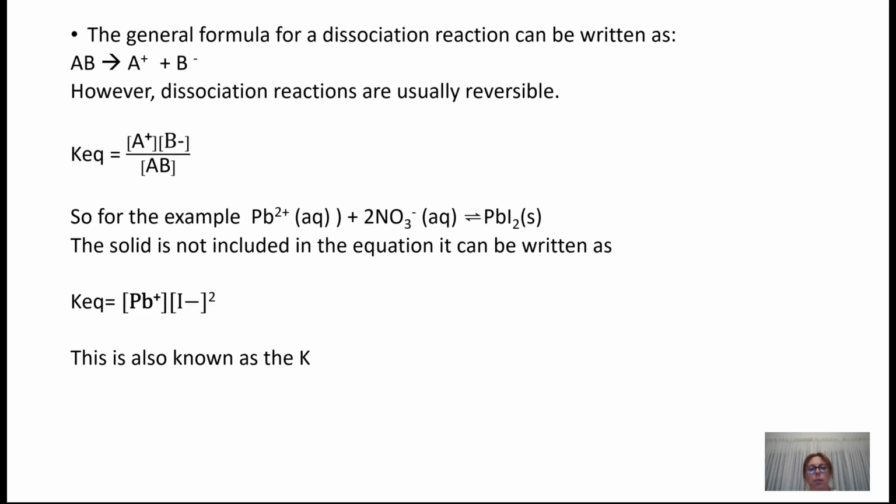So when I write the KEQ for this precipitation reaction or the dissociation of ionic substances, we can write that with our lead iodide in the equation, but because we know that when we have aqueous solutions and then we have solids, we don't include the solids in our equation. And so when we do that, we are simply left with our KEQ being the concentration of lead ions and the concentration of iodide ions.